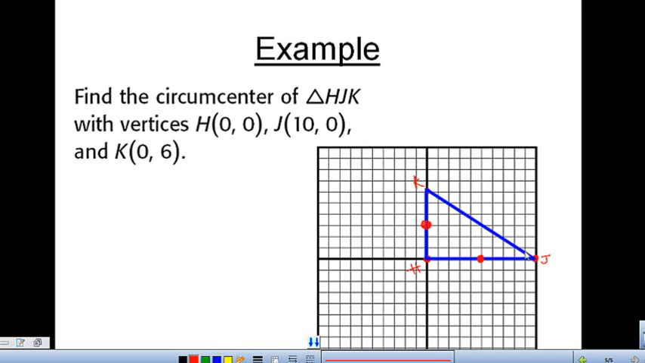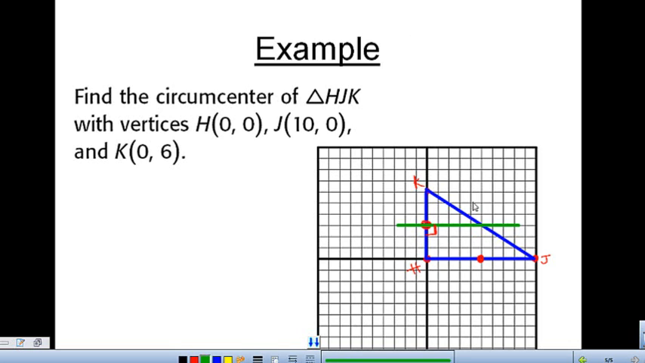Now, I don't know where the midpoint is here, but if I can connect these two lines, I'll be able to see where they're going to intersect. So let's draw the perpendicular bisectors on this. This one goes this way. Remember, it's perpendicular, so it's got to create that 90-degree angle right here.